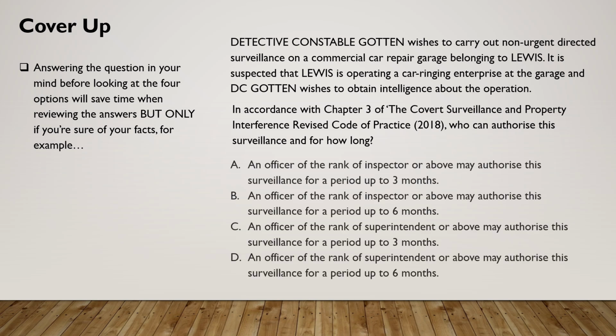So was it A, an officer of the rank of inspector or above may authorise this surveillance for a period up to 3 months? Is it B, again an officer of the rank of inspector or above may authorise this surveillance for a period of 6 months? Is it C, an officer of the rank of superintendent or above may authorise this surveillance for a period up to 3 months? Or is it D, an officer of the rank of superintendent or above may authorise this surveillance for a period of up to 6 months?